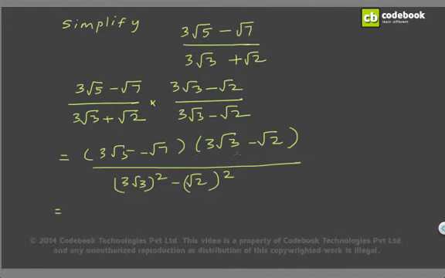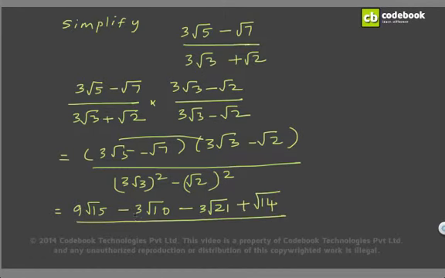(root a plus root b) times (root c plus root d), which is equal to root ac plus root ad plus root bc plus root bd. So let's multiply these two terms. So you will have 9 root 15 minus 3 root 10, and then you have minus 3 root 21 plus root 14, and the denominator would be 9 times 3, which is 27, minus (root 2) whole square, which is 2. So this turns out to be (9 root 15 minus 3 root 10 minus 3 root 21 plus root 14) by 25.